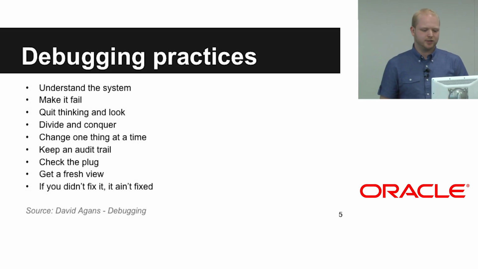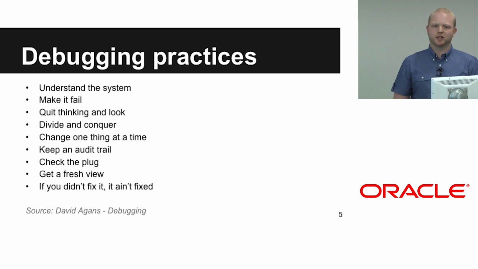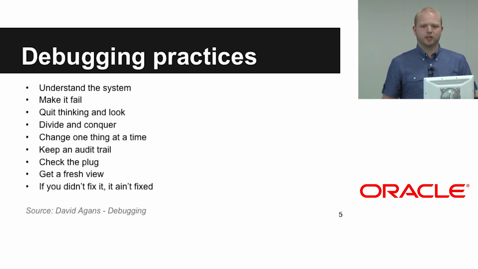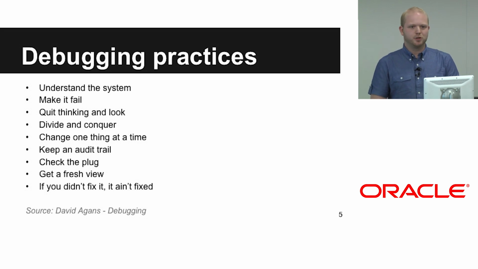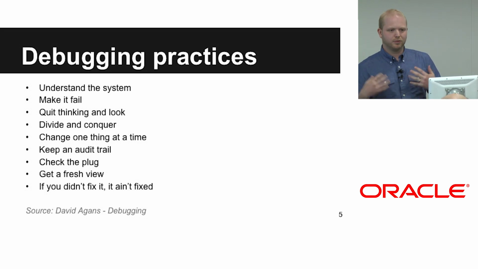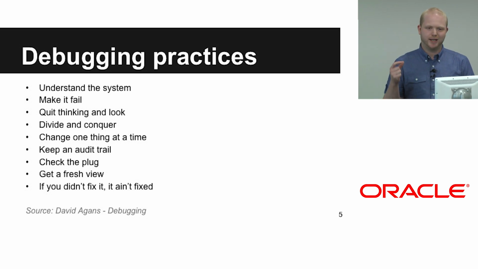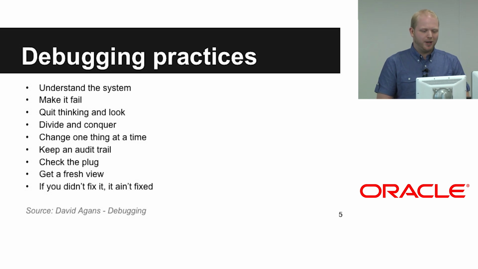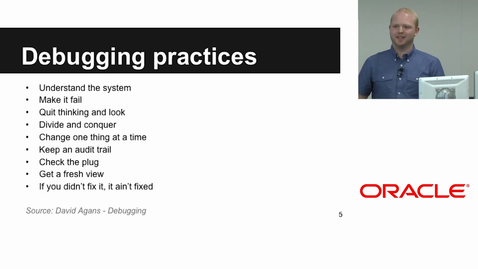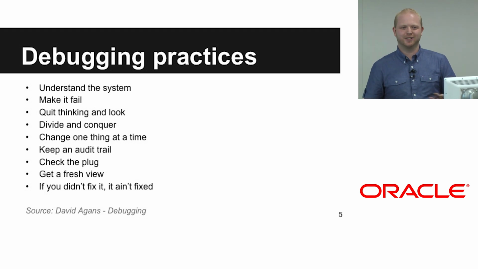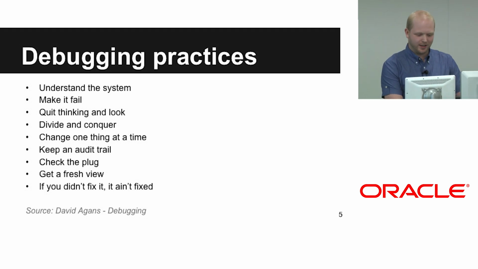First, he said you have to understand the system. Way too many bugs are caused by insufficient knowledge or incorrect assumptions about how it was supposed to work. You need to be able to make it fail, as in, if you know about an issue, you need to be able to make it appear on demand. Quit thinking and look. You can make up many theories about what the issue might be, but there could be code and data that tells you that actually you can just forget about this theory. That's not it. So quit thinking and look.